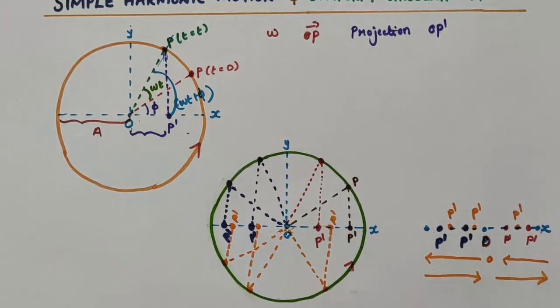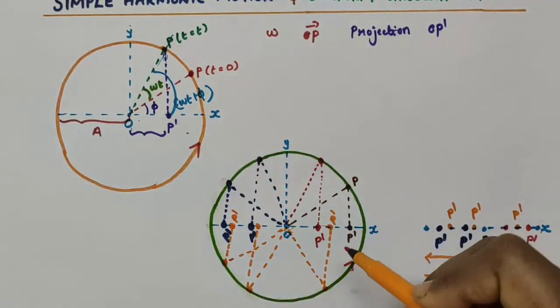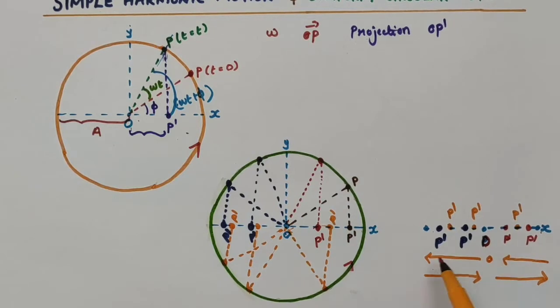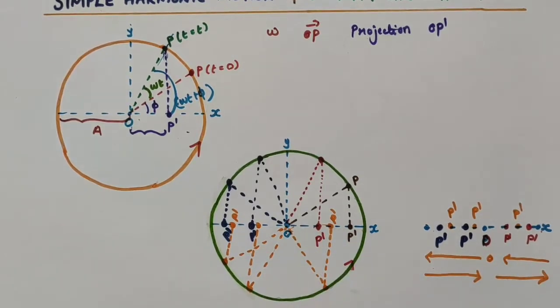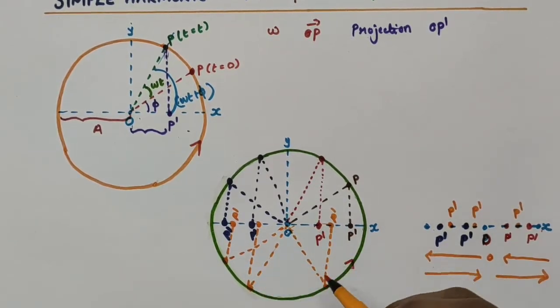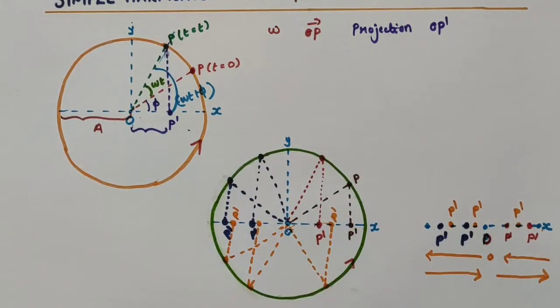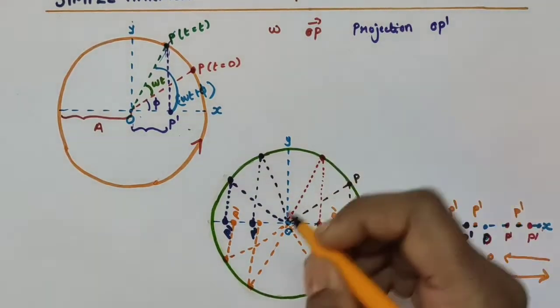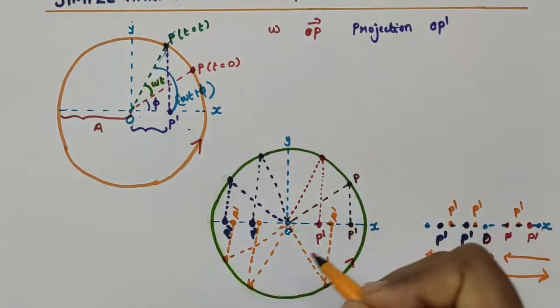So you see, the projection of the particle in uniform circular motion appears to execute a to and fro motion along the x-axis, or this horizontal line, with the point of rotation as the midpoint. So the position of P dash on the x-axis, as the particle P moves on the circle, varies with time.